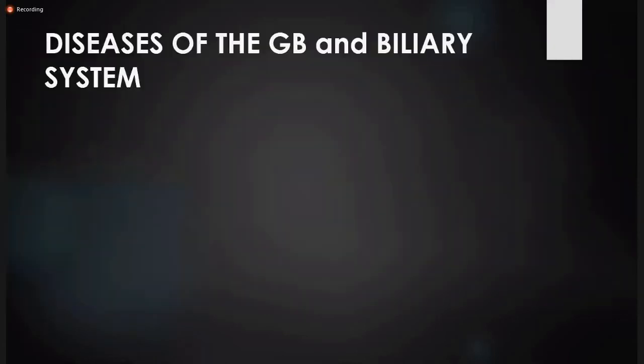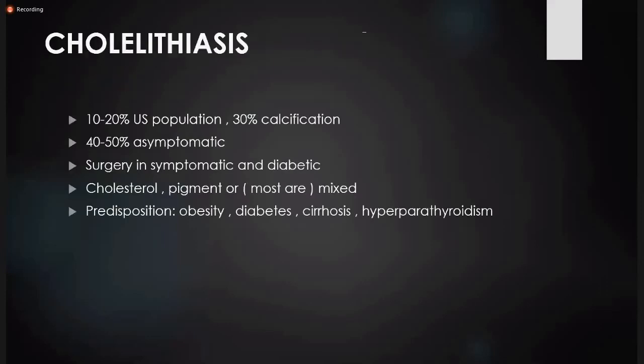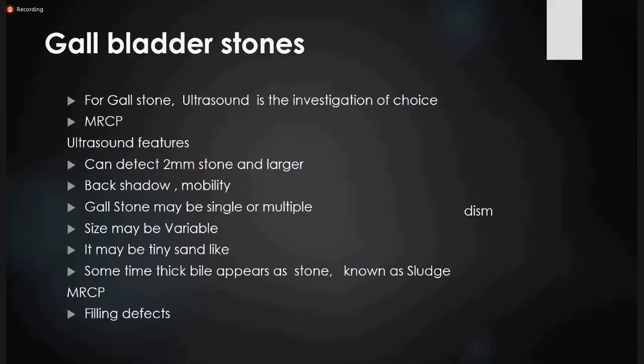So going on to the gallbladder and biliary system, cholelithiasis: 10 to 20% of the population has it. Only 30% are calcified. They can be of different pigmentations. Ultrasound is the investigation of choice for gallbladder stones. And then if you want to further characterize or see a filling defect, you can also go for MRCP.